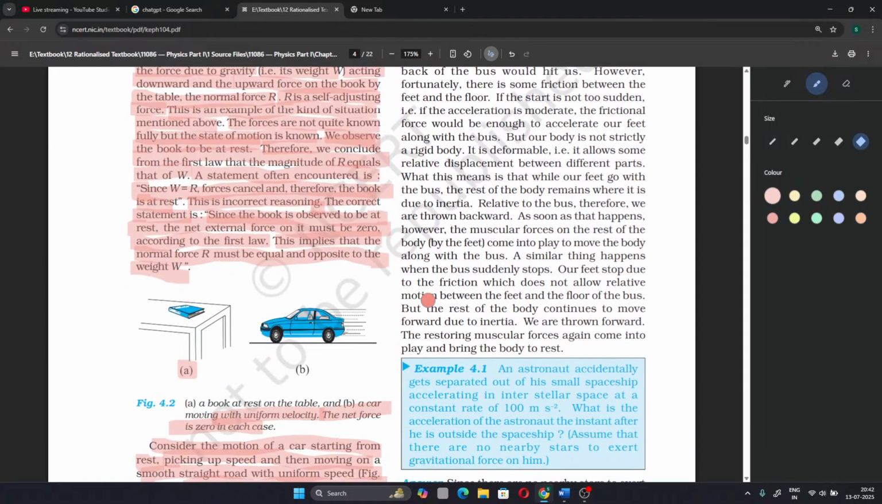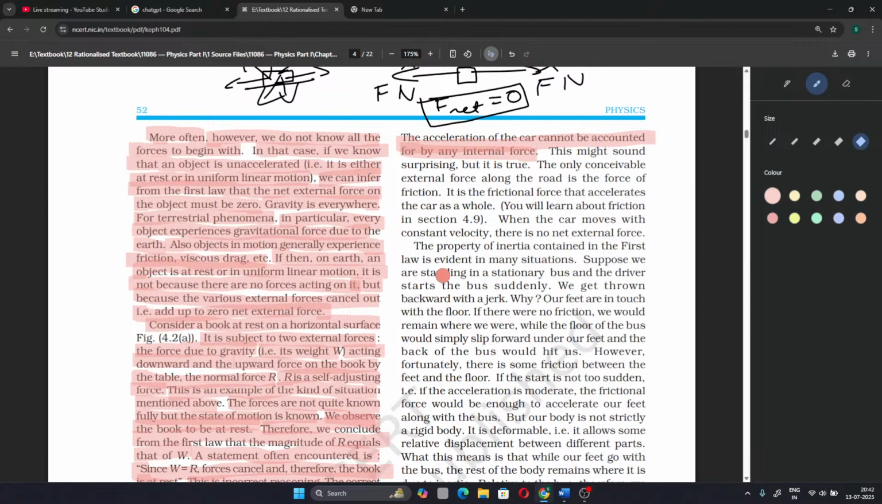But we see that the tires are the ones moving, right? The tires are the ones which are rotating and pushing the car forward. So should that not be considered an internal force? Why are they saying it is an external force? This might sound surprising, but this is true. The only conceivable external force along the road is the force of friction. It is the frictional force that accelerates the car as a whole.